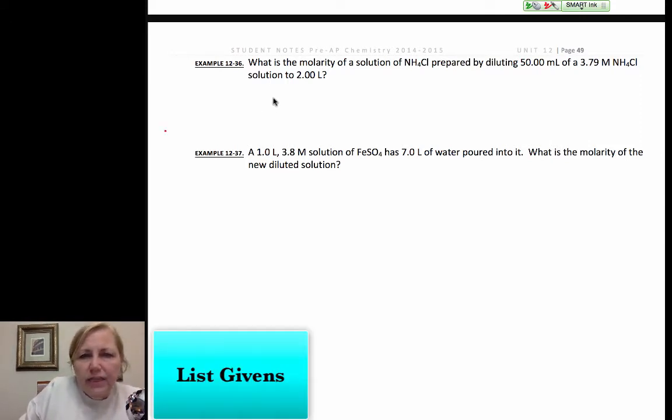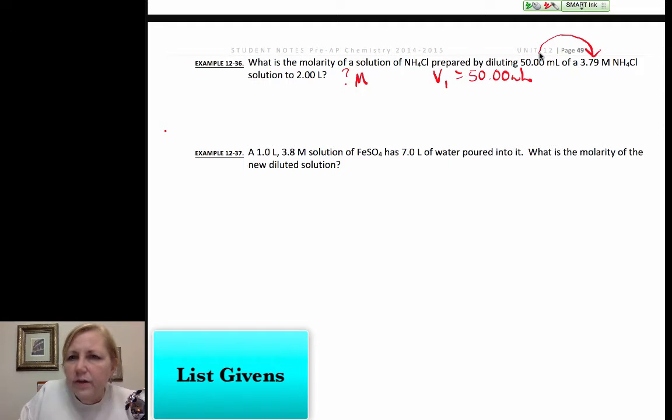It says, what is the molarity of a solution? So we have question mark molarity. I'm not going to put ones and twos until I've really read through the problem. Prepared by diluting, so I have a volume, I'm going to call it volume 1 because it's my first, 50 milliliters, okay? And that's the volume of that molarity, so I'm going to match that. So that's my molarity 1, my starting molarity. Okay, so this must be my second molarity, and my second volume is 2 liters.